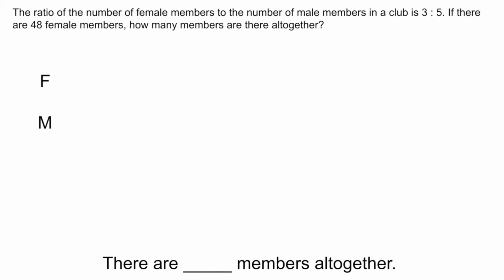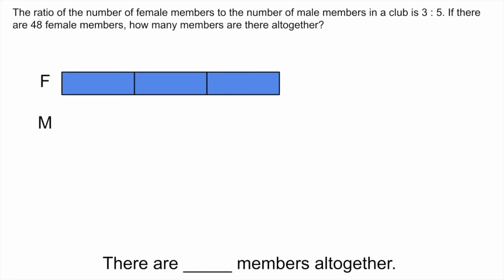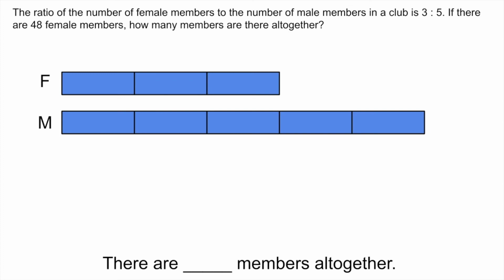Since female members was listed first, that's going to correspond with the first number in the ratio, 3. Male members was listed second, so it corresponds with the second number in the ratio, 5. Since it's ratio, we compare them using equal units. Every unit is exactly the same as all the rest in the bar model. Next, they say if there are 48 female members, how many members are there altogether? So I've labeled the female members and I put a question mark off to the side to show the total.